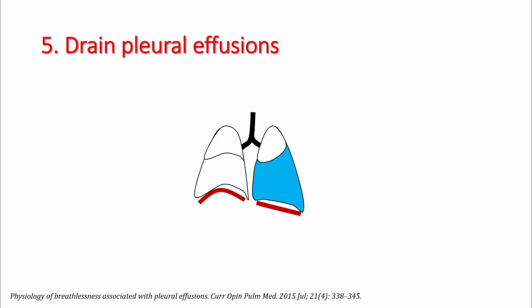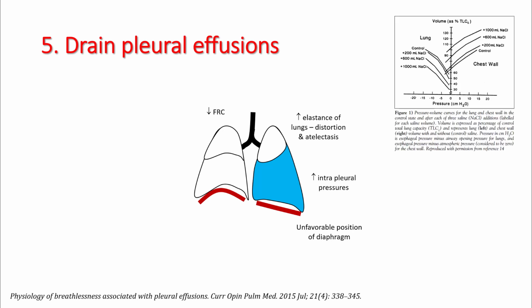Always drain the pleural effusions if you are dealing with increased work of breathing. Pleural effusions can reduce FRC. They can increase the elastance of the lungs because of distortion and atelectasis. They increase intrapleural pressure and your diaphragm lies in a very unfavorable position. You can see that as your pleural effusion volume increases, the compliance of the lungs worsens.